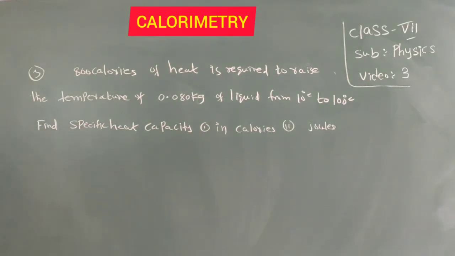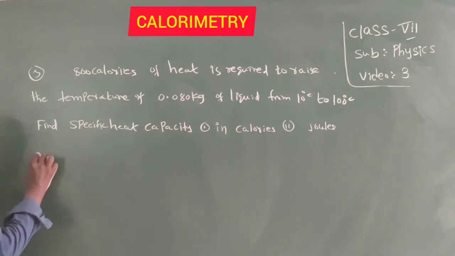So here temperature is increasing. The rise in temperature equals the final temperature minus the initial temperature of the body. The initial temperature is 10 degrees, and it is increased to 100 degrees Celsius. So rise in temperature equals 100 minus 10, that equals 90 degrees.